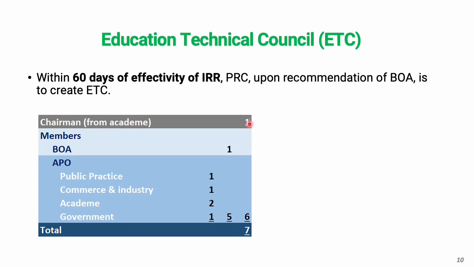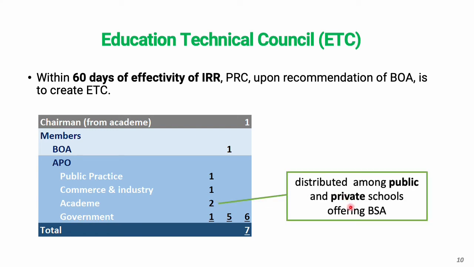One chairman who should be a senior practitioner from the academe. One representative from BOA and the rest from the APO or the PICPA. In this case, one from public practice, one from commerce and industry, two from the academe, and one from the government. The two representatives from the academe shall be distributed between the public and private schools offering BSA. One from a public school, state university, or college, and another from a private academic institution.